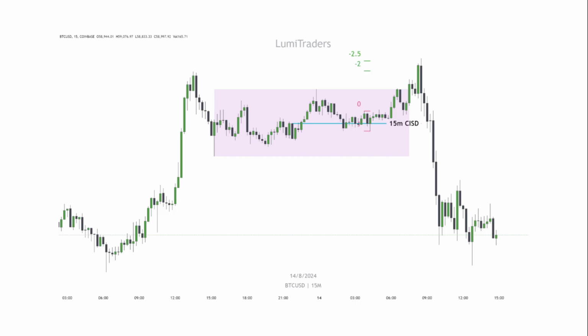I don't use this in my trading, so I don't trade based on this setup. I usually try to avoid trading inside consolidation, but it's totally up to you. So you can try to trade this. Maybe it will work for you.